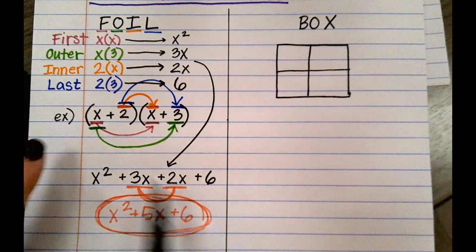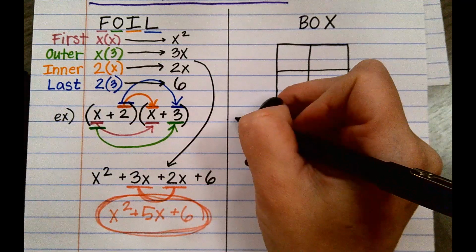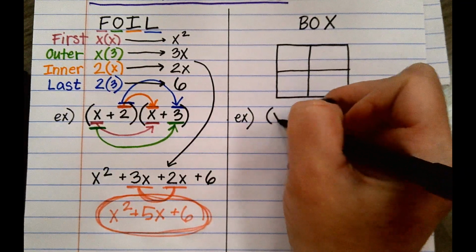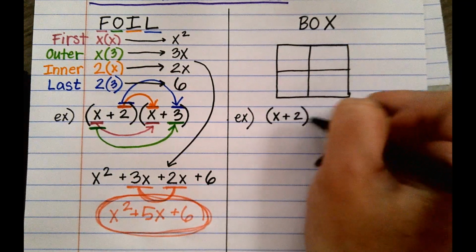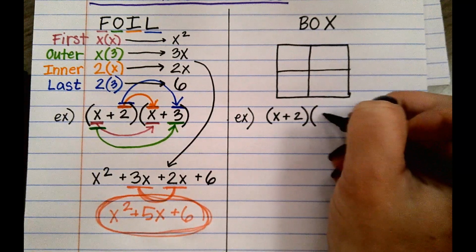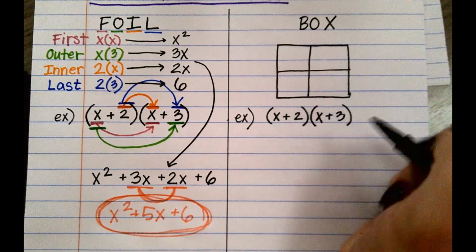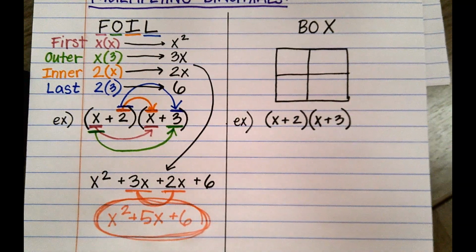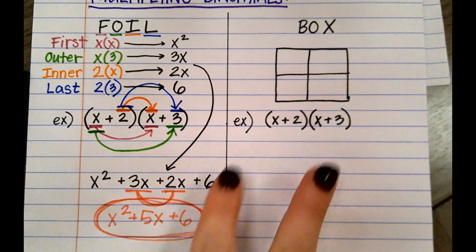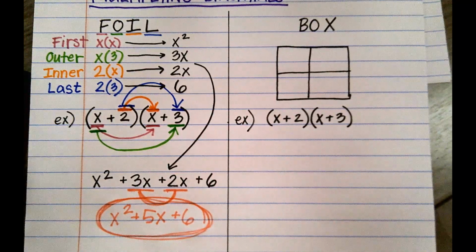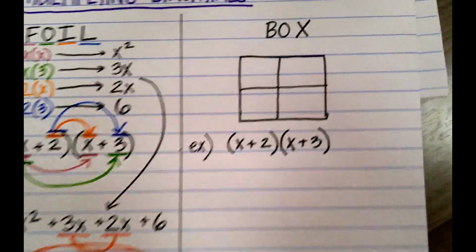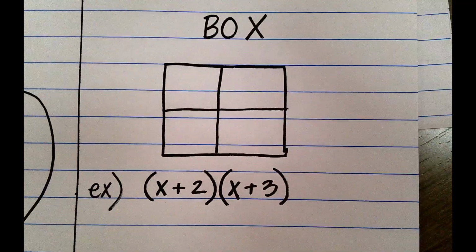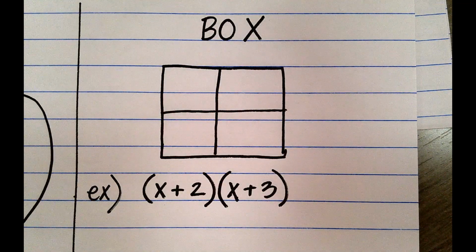Okay, and I'm going to use the same example, so I'm going to write that again. X plus 2 times x plus 3. And here is how we use the box. I'm going to zoom in on this. So instead of having to go through and draw all these arrows and figure out what goes with what, I have a lot of students that like this method better, but you know, everybody's different.